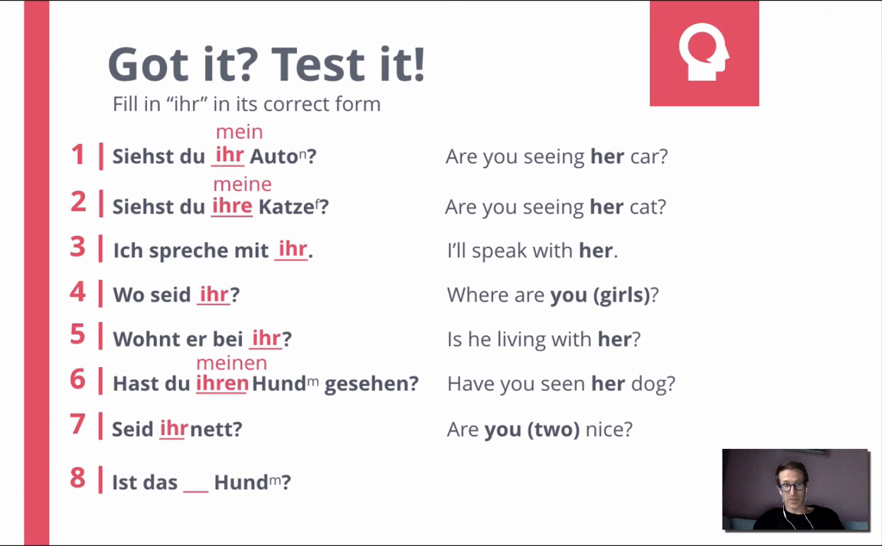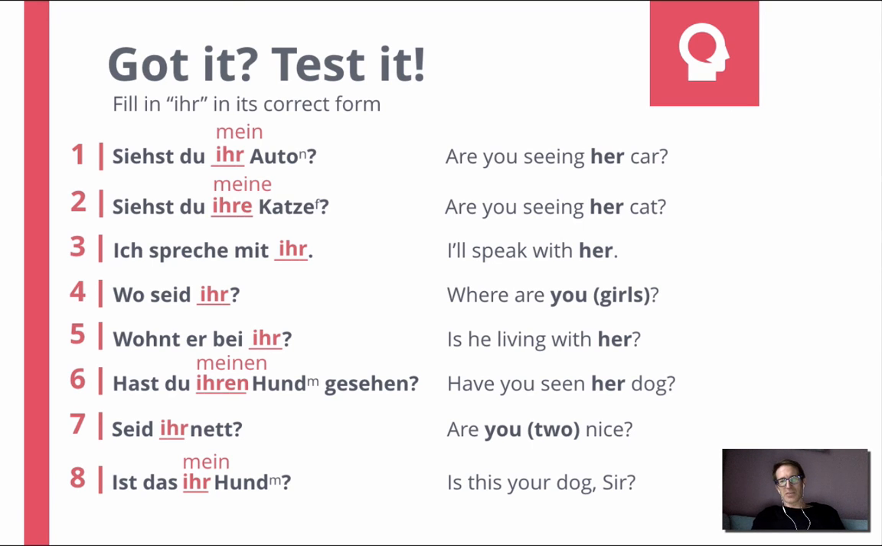Last but not least, ist das Hund? So we have a noun following, so we have a mein situation. So how would you say, is that my dog? Mein Hund. And you see here, we want the formal version because we use sir. So what form of ihr do we put here? The one with a capitalized I. I'm sorry, it's not capitalized here, but I will capitalize it in the final version. I thought I did this yesterday, but somehow that got lost.